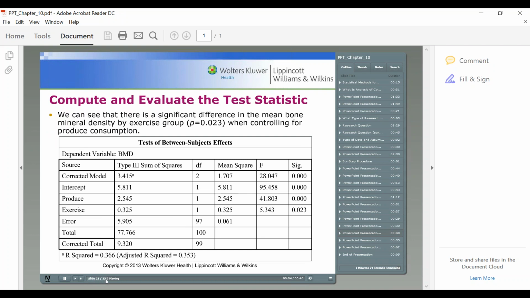So here we want to go ahead and evaluate the test statistic, and we can see that there's a significant difference between the bone mineral density by exercise group, and it's at 0.023. So if we look at the exercise under the source, the left-hand column, and we can look straight across, the F value is 5.3, and our significance is 0.02, which is less than 0.05. In other words, the differences did not happen by chance. Okay.